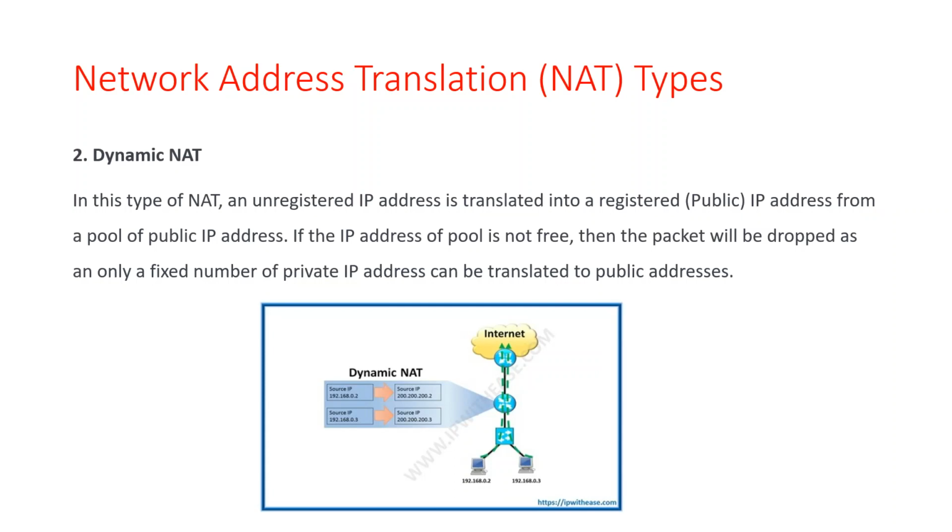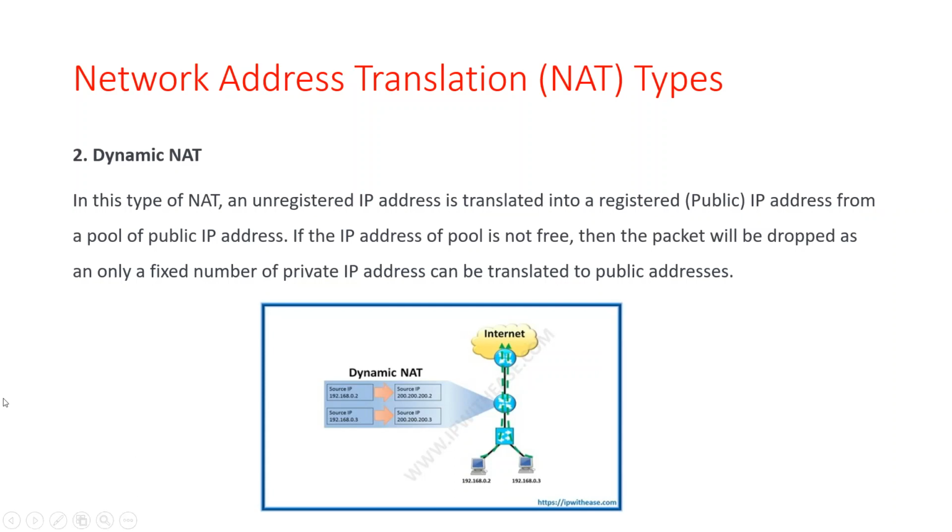This network address translation is used when the number of users who want to access the internet is fixed. This is also very costly, as the organization has to buy many global IP addresses to make a pool.